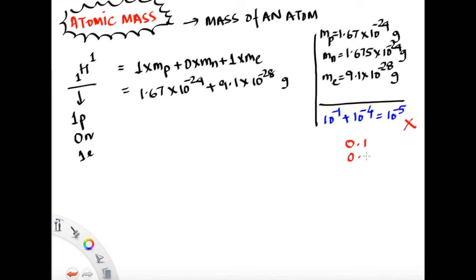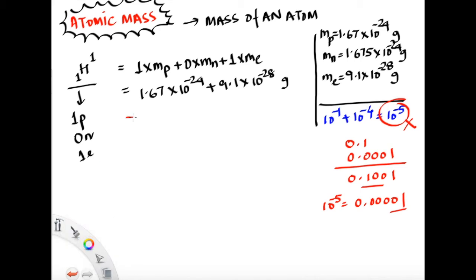Let's see. 10 to the minus 1 is 0.1, while 10 to the minus 4 is 0.0001. If we add these two numbers, we'll get 0.1001, which is not equal to 10 to the minus 5, because 10 to the minus 5 is equal to 0.00001. So we cannot add the powers.